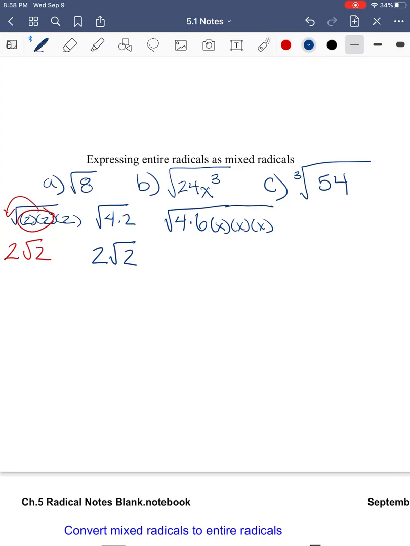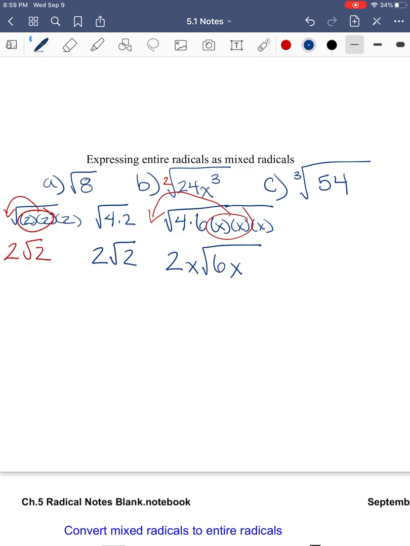And so in this case, again, we have an index of 2. So I'm just looking for groups of 2 with my x's. And same thing, I would bring one of them out. So my square root of 4 is 2. I have one group of 2 x's, so I'm bringing one out. And everything else that can't come out from underneath our radical is going to stay there. So I'm left with a 6x.